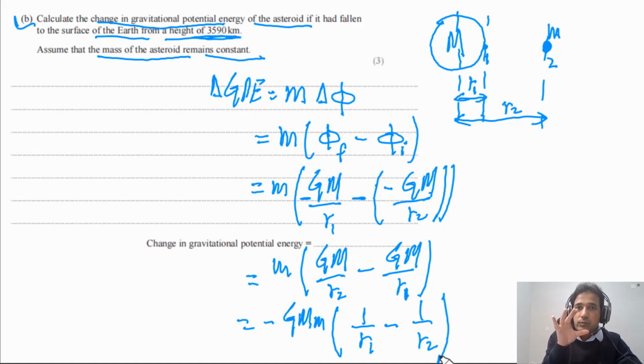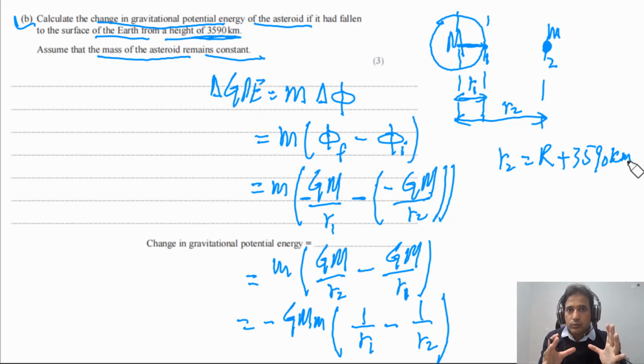So now simply we need to plug in values. We have the formula, now simply plug in values and you can find the answer. So what is R1? It is the distance from the center to the surface, so this is the radius of Earth. And R2 will be the radius of Earth plus this distance, 3,590 kilometers. Now simply plug in values and you can find the answer. So this is how you need to approach it.